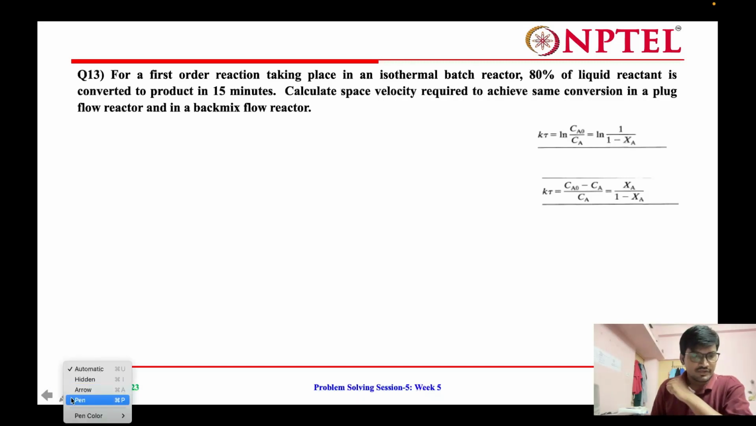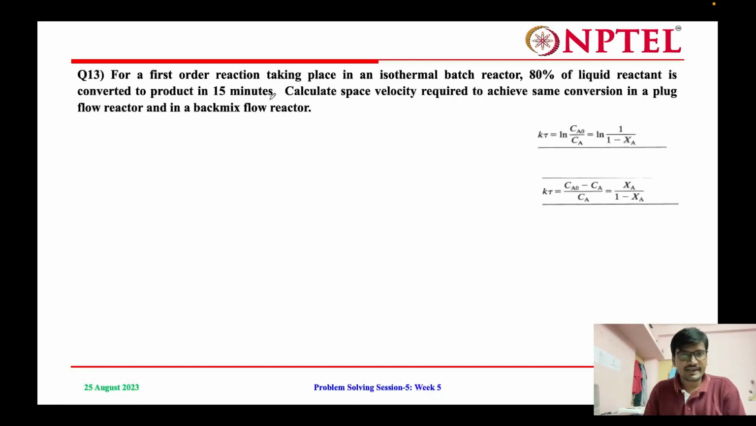So moving to question number 13. For a first order reaction taking place in an isothermal batch reactor, 80% of liquid reactant is converted to product in 15 minutes. Calculate the space velocity required to achieve the same conversion in a plug flow reactor and a backmix flow reactor.